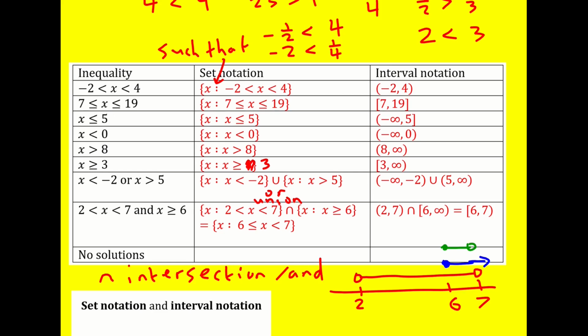Finally, for no solutions, here we go. You get this symbol here, which I believe is in the Norwegian alphabet, or in some other Scandinavian countries' alphabets, and it means empty set. You can just use that symbol to indicate it.